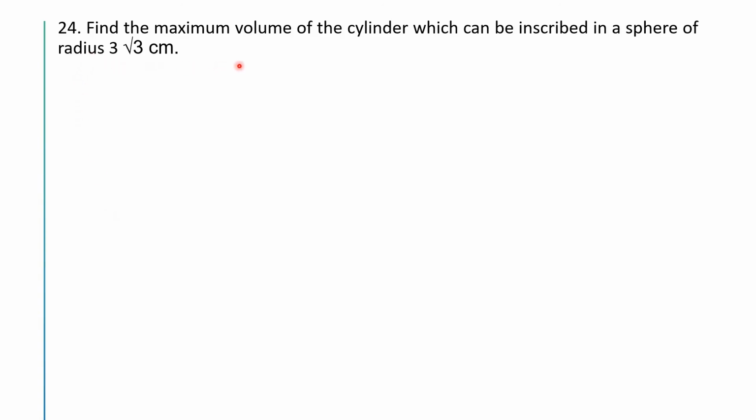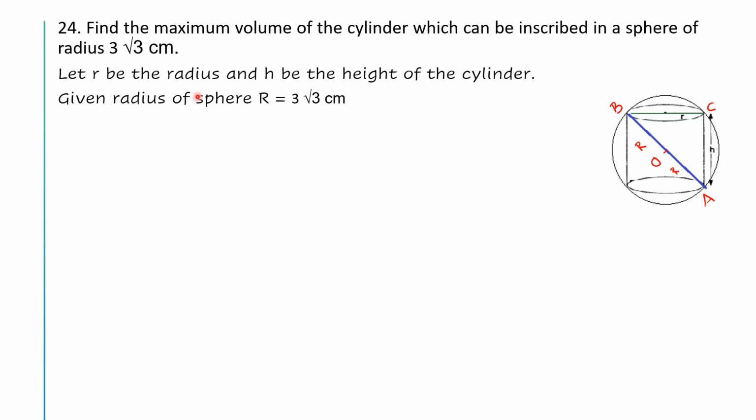Next question, find the maximum volume of the cylinder which can be inscribed in a sphere of radius 3 root 3 centimeter. So we have to find the maximum volume of a cylinder that can be inscribed in a sphere. So let us take, let r be the radius and h be the height of the cylinder. Here it is given the radius of the sphere is 3 root 3 centimeter. So let us consider this sphere with center O and radius r. This is the cylinder which is inscribed inside this sphere. So the cylinder has got radius r and height h.